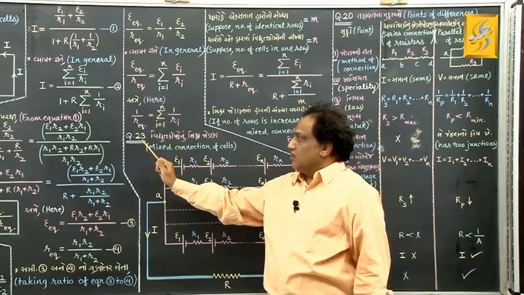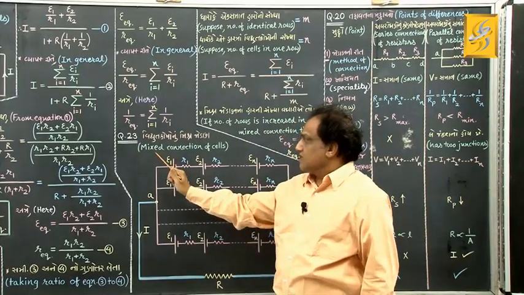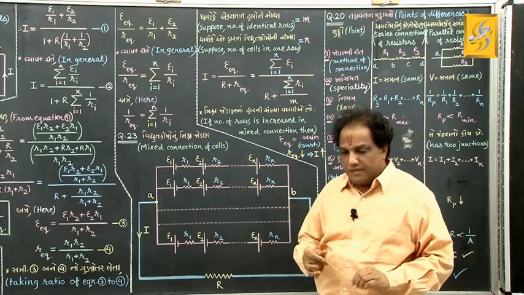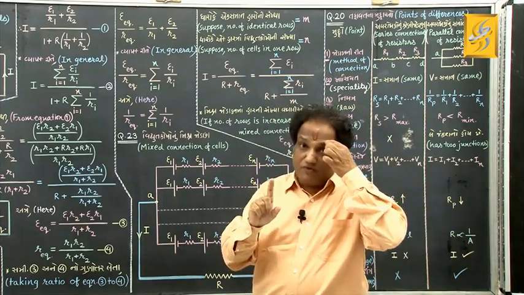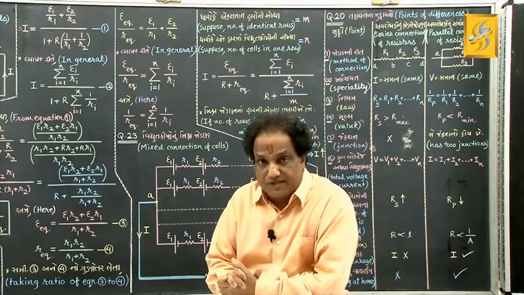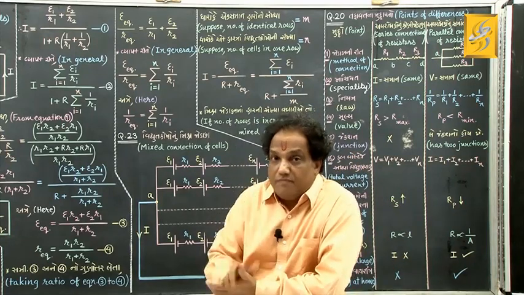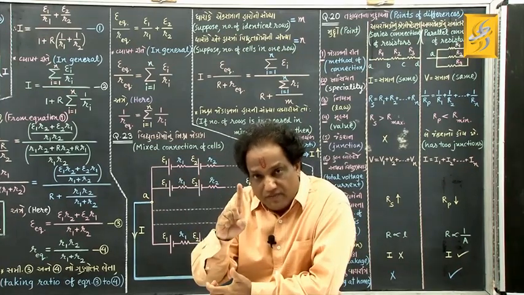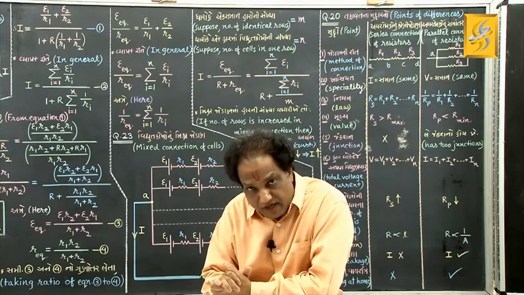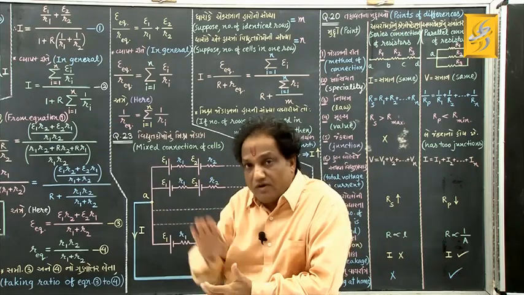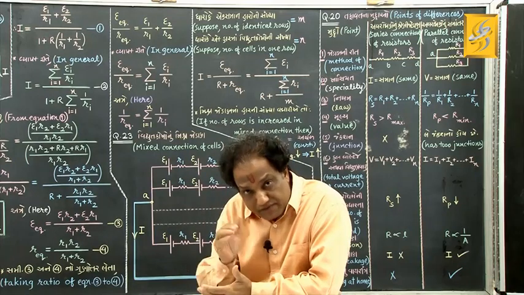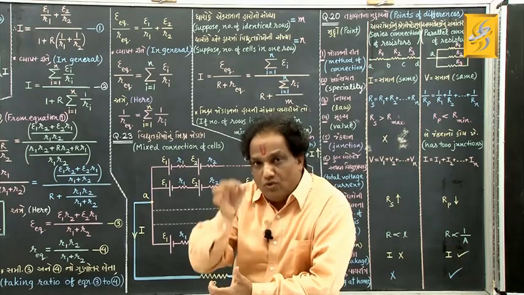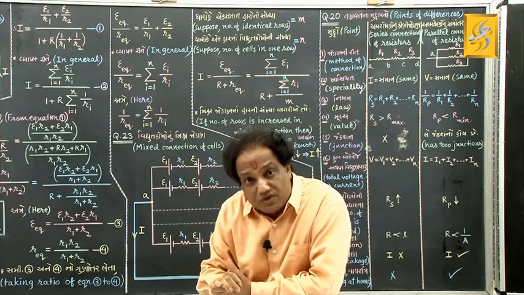Now we go for question number 23. Mixed connection of cells. See, in practice, if you have got n number of cells, you can connect them in three different manners. Which three different manners? First method we have seen, that is about series connection. Second method just now we have learned, and it is parallel connection. Fine. But if you desire, you can still have one more option. You can connect them in a mixed type of connection.